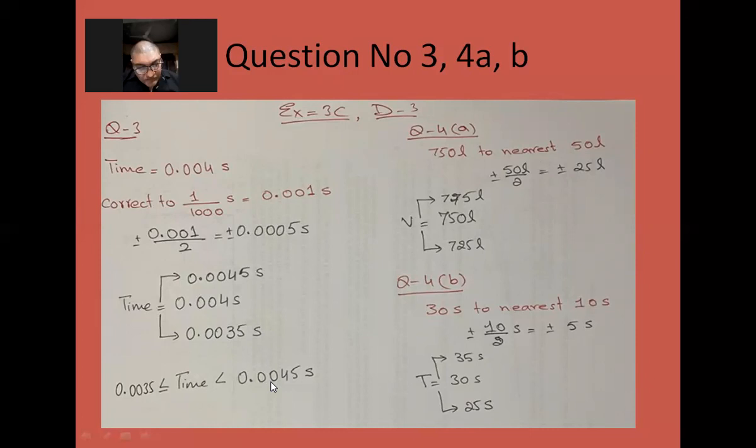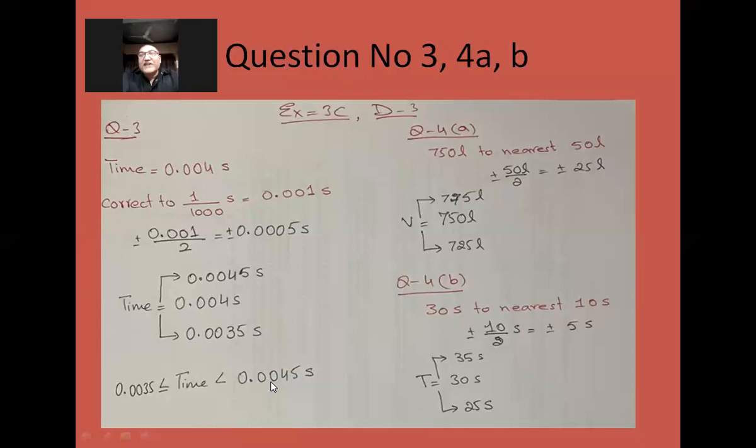Now, we are going to start question number 4, and question 4 has parts A, B, C, D, and E. The statement of the question is, give the upper and the lower bounds for each of the following. The A part is 750 liter to the nearest 50 liter. So here the main measurement is 750 liter, and this is correct to the nearest 50 liter.